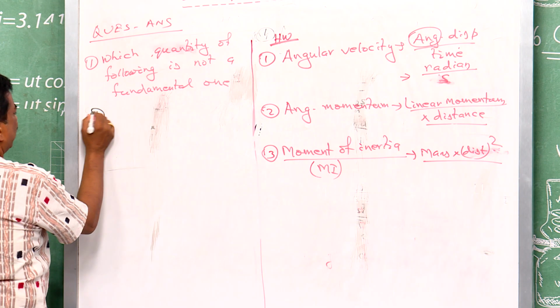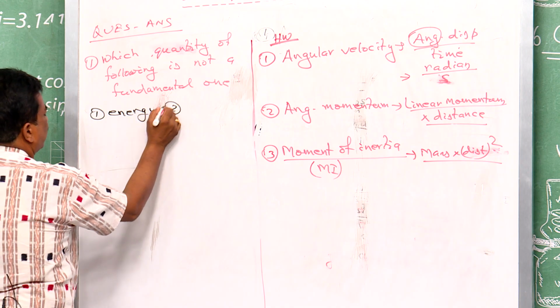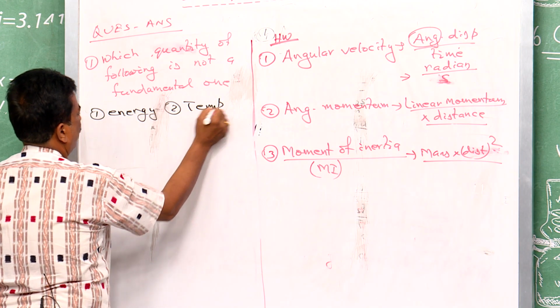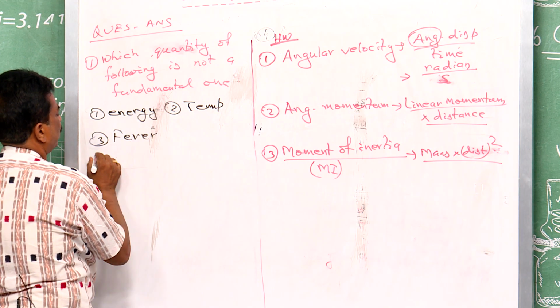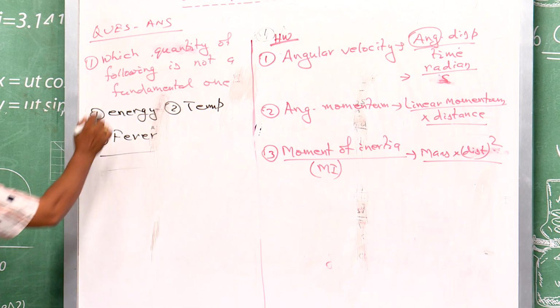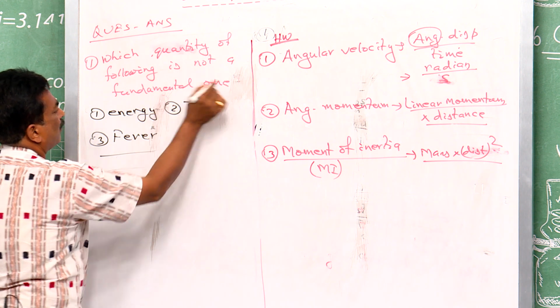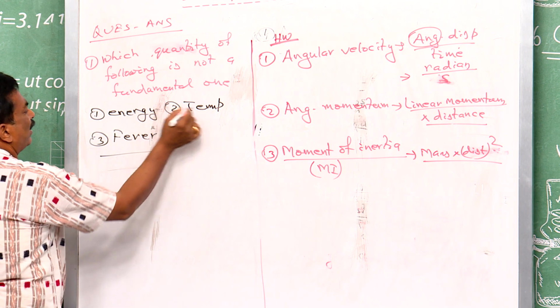The very first one is energy, second one is temperature, third one is fever. Suppose the three answers are there. Just think which quantity of the following is not a fundamental one. So what is a fundamental quantity? It should be measurable. Just go for the one answer.